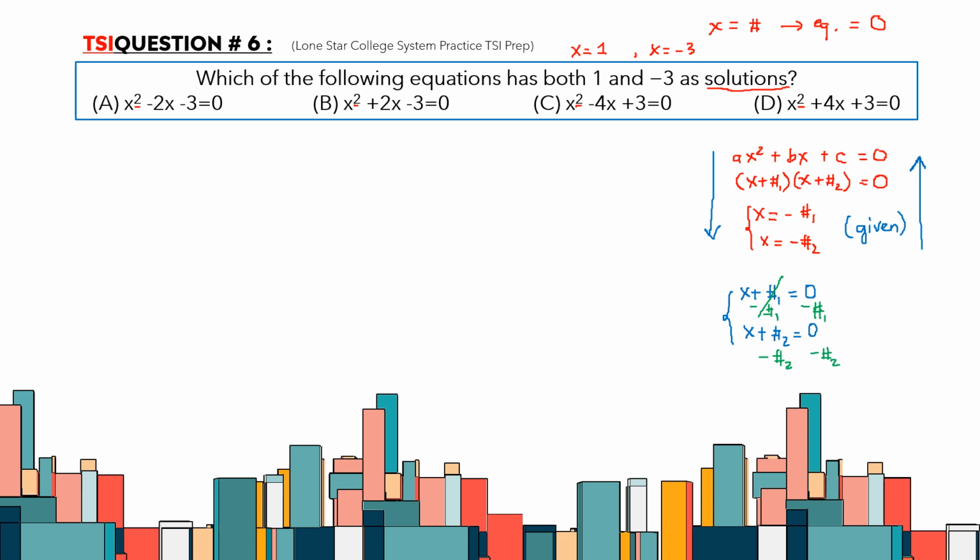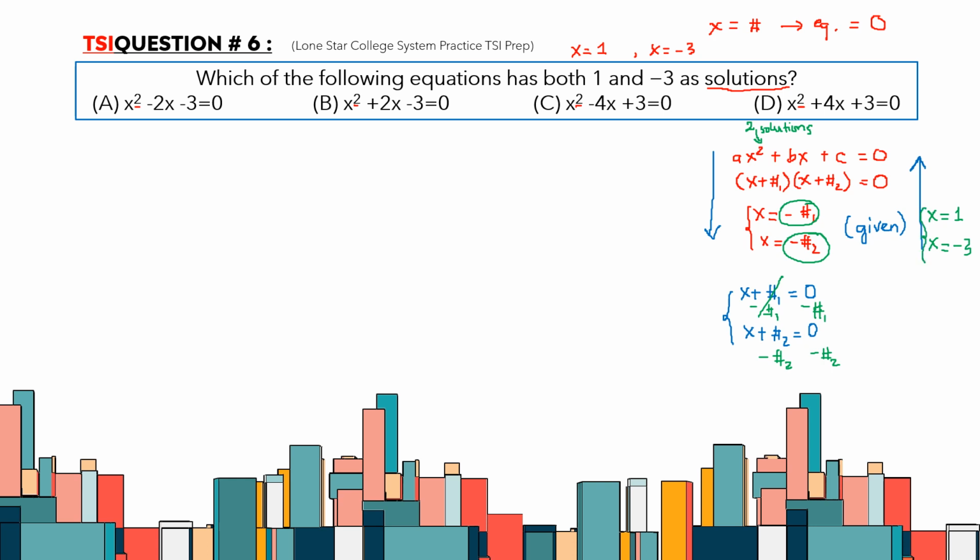Now the given is negative number 1 and negative number 2, or we just say x equals something, right? So now we can see that we are given x equals 1, the first solution, and x equals -3, the second solution. And for a quadratic, we only have a maximum of 2 solutions. That's the number of the degree, the highest degree.